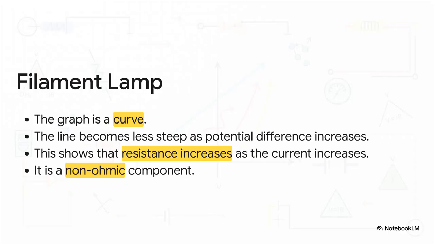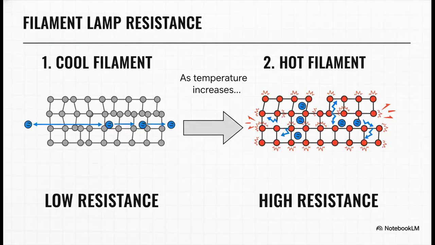So the graph for the lamp is definitely not a straight line. It's this S-shaped curve that starts off steep and then gets shallower and shallower. So what's that telling us? It's showing that as the potential difference and the current go up, the resistance is also increasing. This component does not obey Ohm's law. We call it a non-ohmic component. But why does it do that?